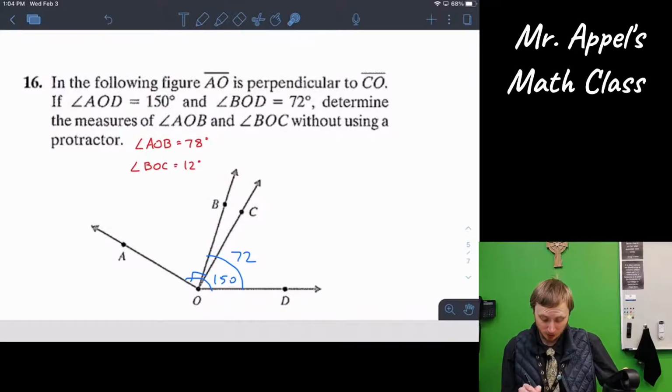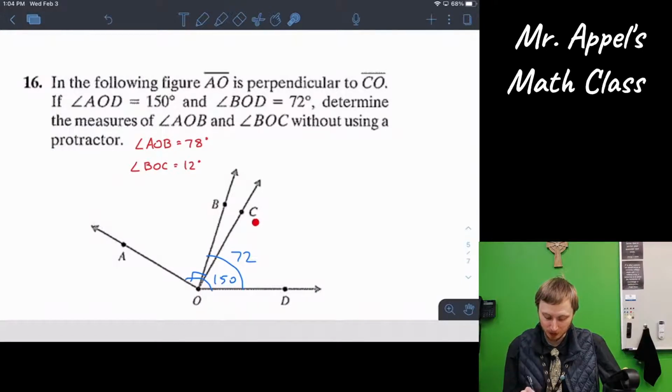And then AOB would be the 150. Well, this would just be 150 minus the 72, right? There. And then for BOC, you need to find COD first and subtract that from the 72. And COD is the 150 minus 90.